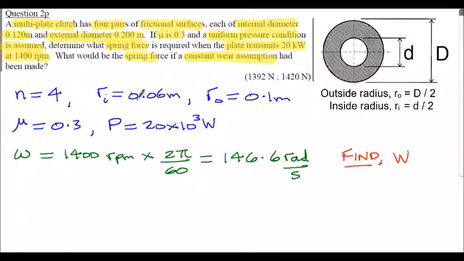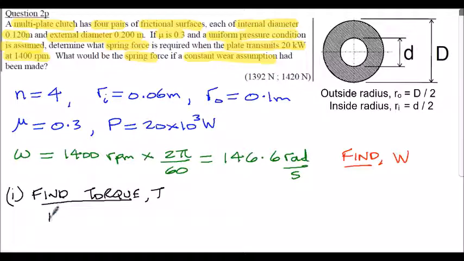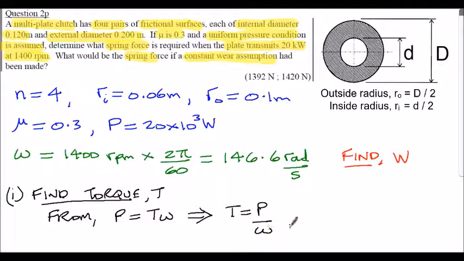I've been given the power in the question, and I'm given the speed in the question, so I can work out the torque. I think I'll do that first of all. Work out the torque from my power equation. So let's call that find torque. From power is equal to torque multiplied by the angular velocity, we can transpose that. We want the torque. So torque is equal to power divided by the angular velocity. And of course, that must be in radians per second, which we've got here.